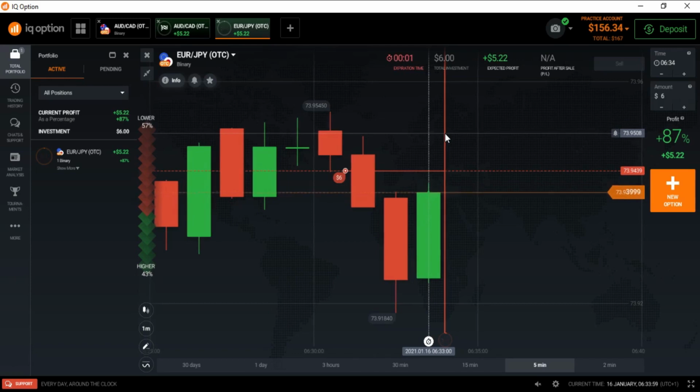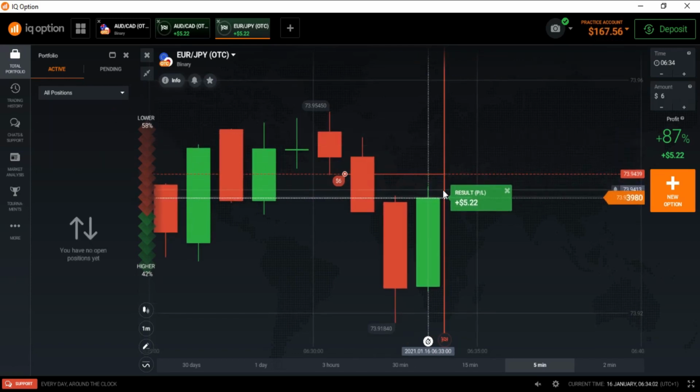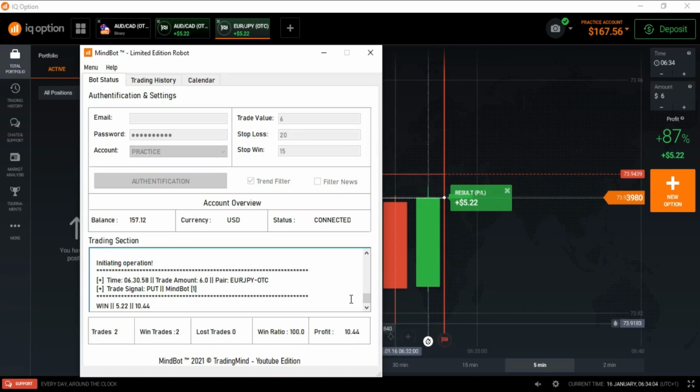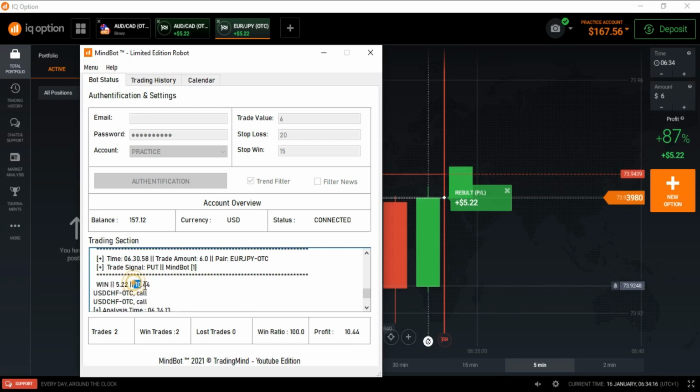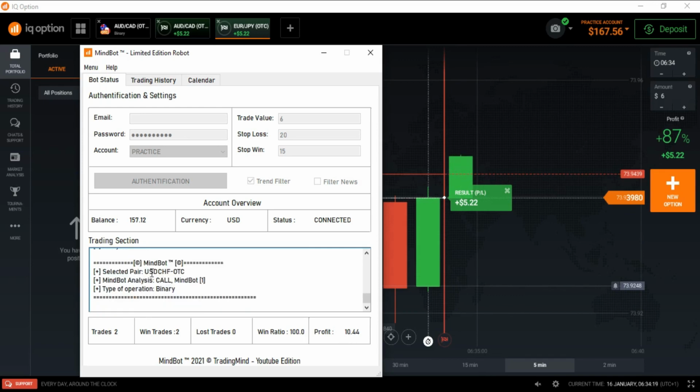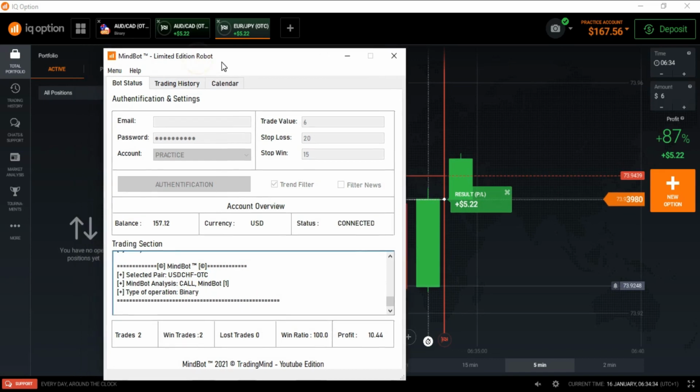So as you can see, guys, it's another win. Our second trade is a win, and we have $5.22 of profit from this trade and a total of $10.44 profit. So at the same time, we have detected another trade that will be our last trade if it's a win, and it's USD CHF on OTC with a call operation with the main strategy MindBot 1 using the binary options.